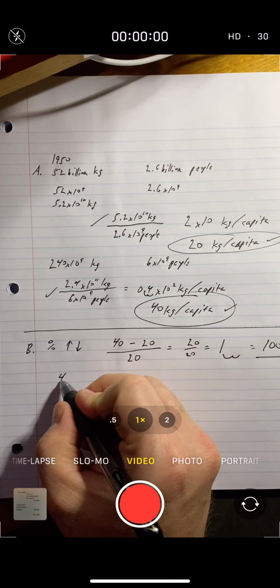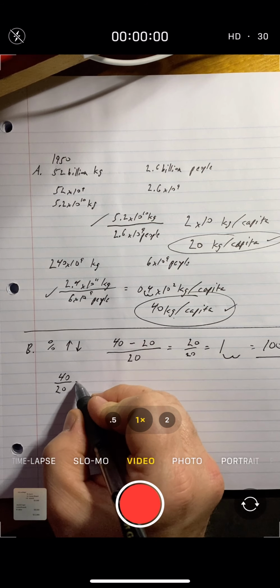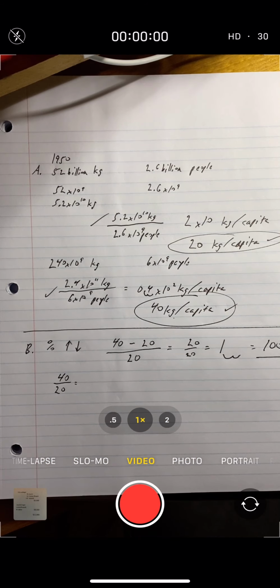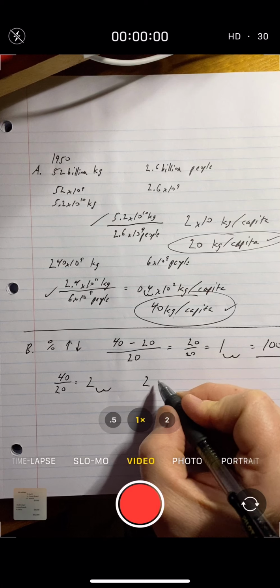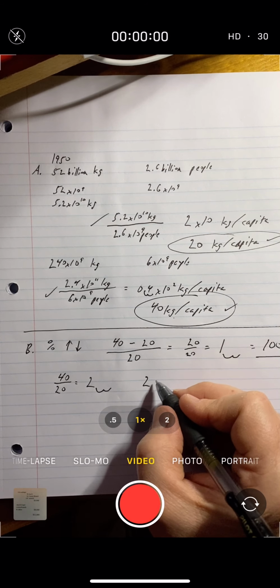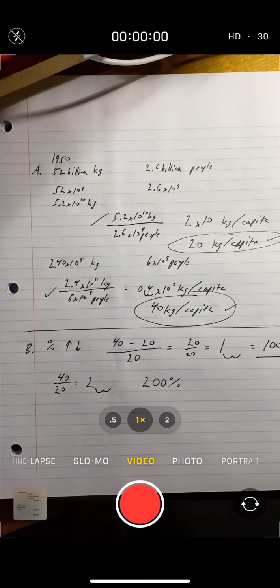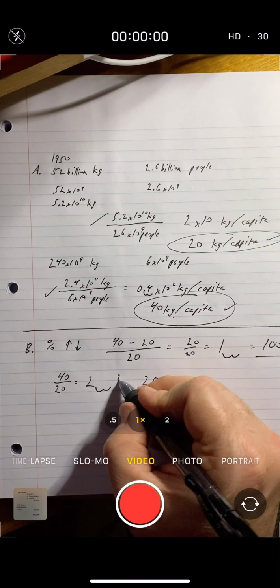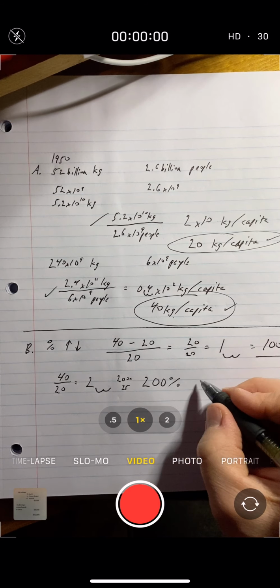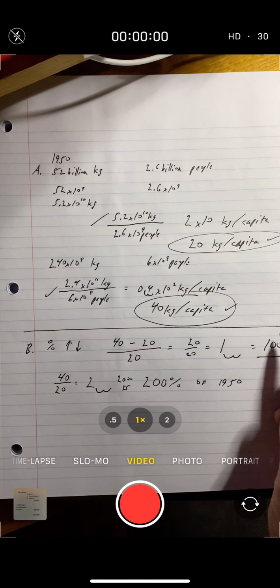But you also could have started off with the 40 kilograms per person. What percent is that of what you started with? 40 over 20 reduces to 2. When you move that decimal 2 places, you are saying that the current meat production is 200% of what it was in 1950. Either direction, saying that it was a 100% increase, or it's 200%, that the 2000 production is 200% of the 1950 production. You could have done it in either way and gotten the point.